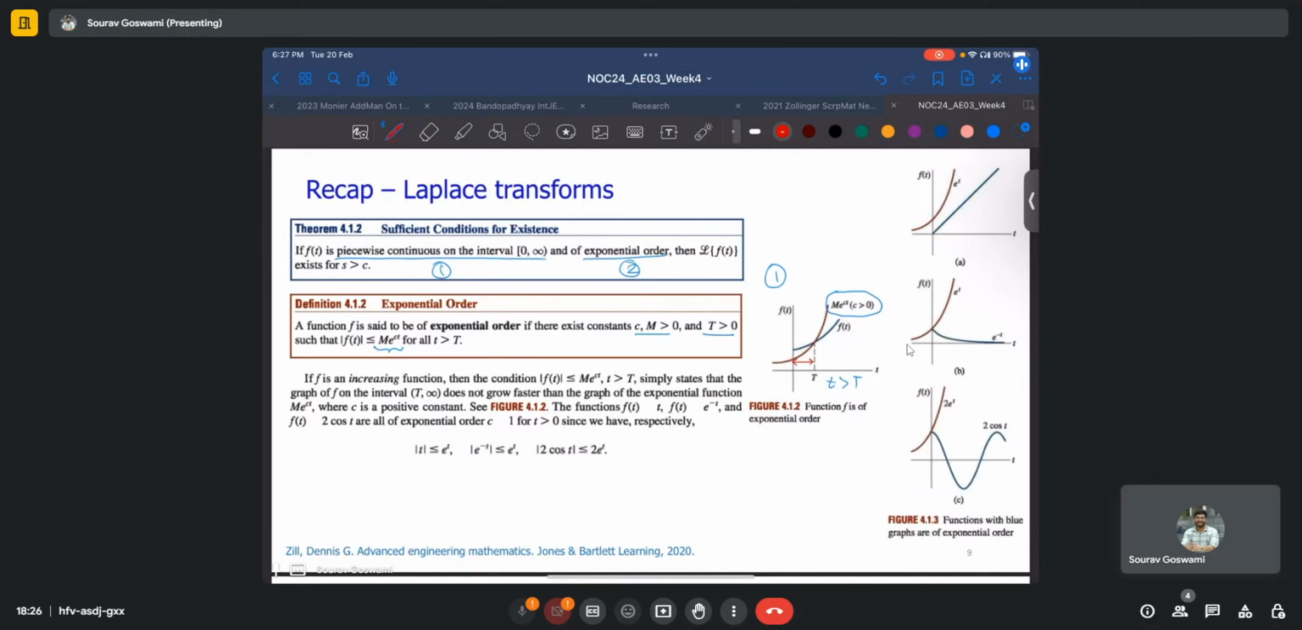Similarly, there are other examples given over here. Simply f of t equals t, which is of exponential order for all t greater than or equal to 0. e power minus t, which is again of exponential order for all t greater than or equal to 0. And the third example is the function 2 cos t, which is again of exponential order for all t greater than 0.